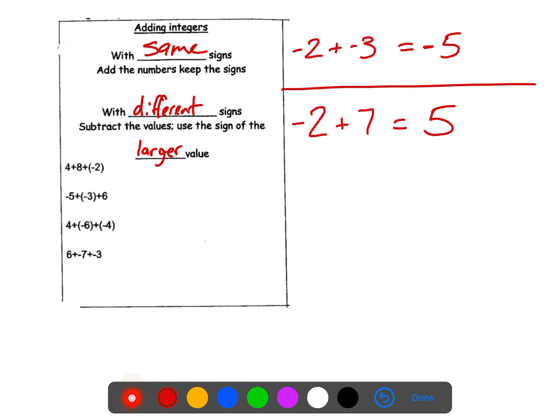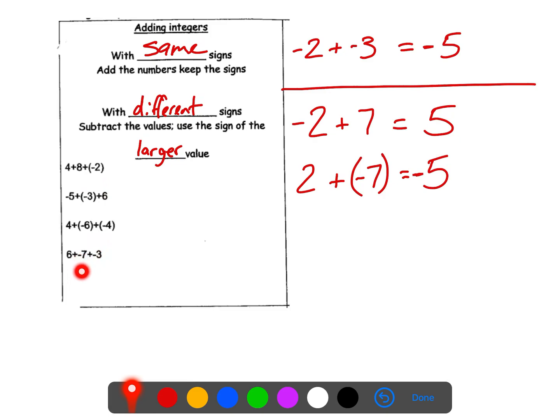If this switched, and if we had 2 plus -7, so we switch the sign to the opposite value, we still get 5 when we subtract 2 from 7, but this number has a greater absolute value, meaning our answer is going to be negative, just like this larger valued number is. Okay, there's a few examples here that we could look at.